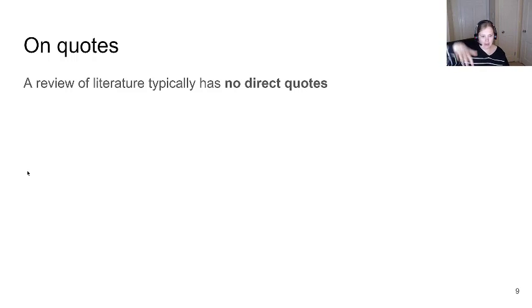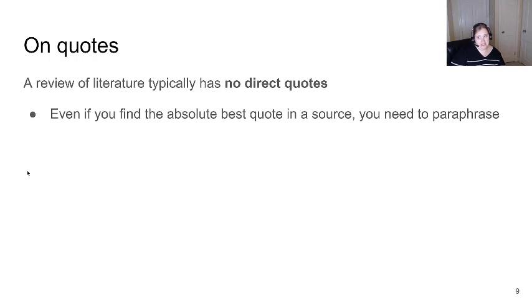This whole piece of body here in the review of literature does not have direct quotes. Scientific writing has very few. The exceptions are things like definitions. Like if it matters a whole bunch, you could potentially quote for a definition, but that is few and far between. If you open up a stack of 10 articles, you might get one that has a direct quote. It's not a thing, okay? So even if you find the absolute best quote in a source, you need to paraphrase, okay?